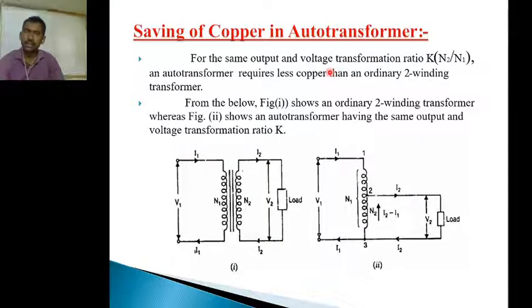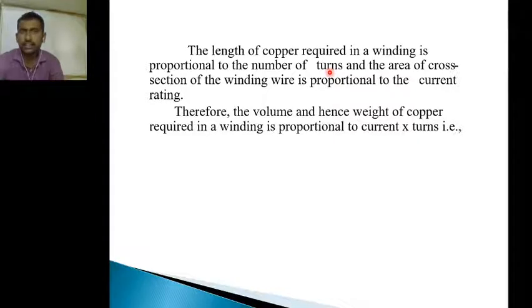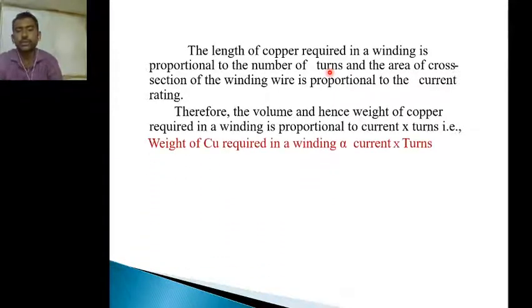So the weight of the copper is directly proportional to how many turns we have and how much current flows in it. So the weight of the copper required in a winding is directly proportional to current times number of turns.